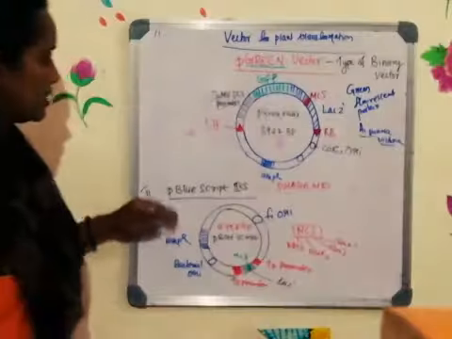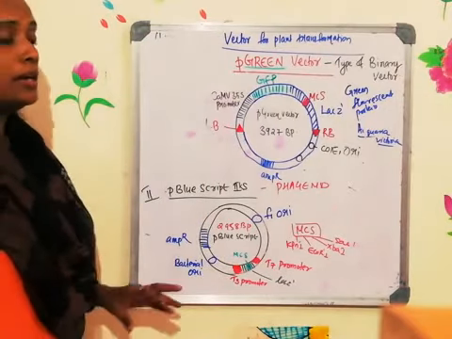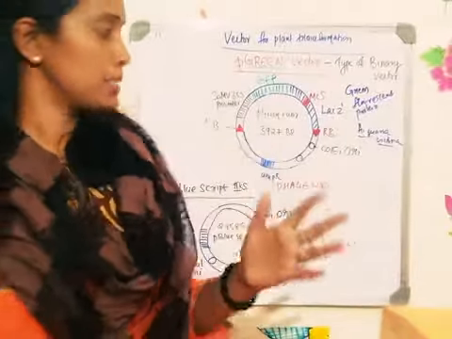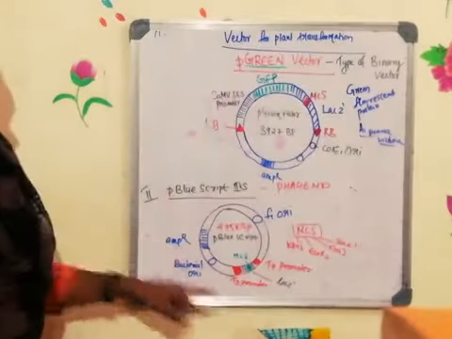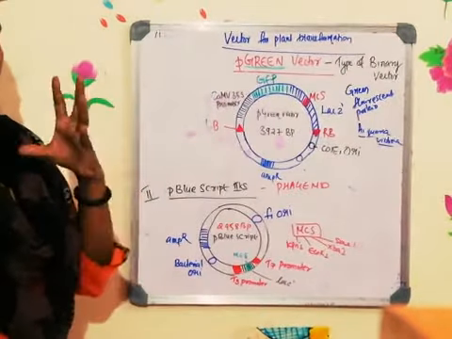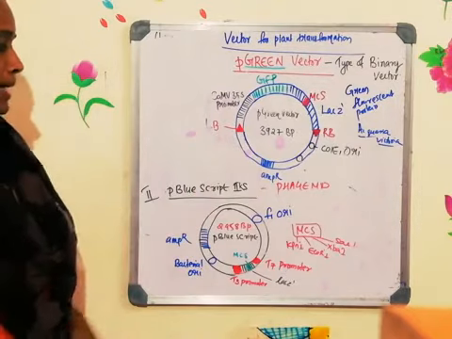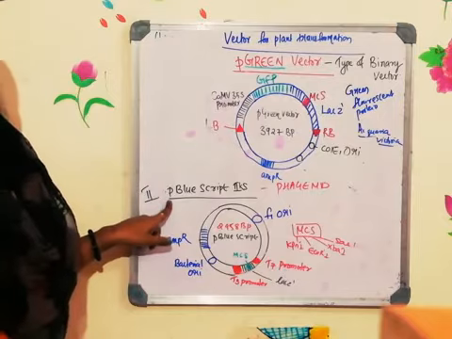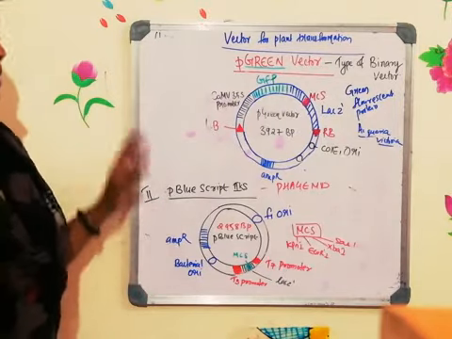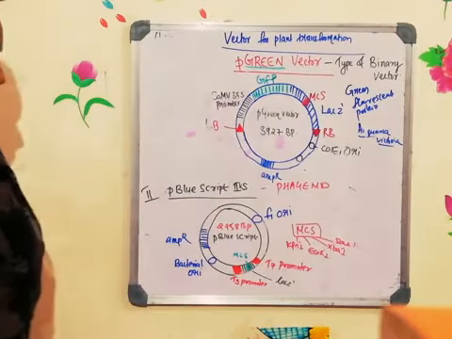This particular vector, pBluescript II KS, is a phagemid vector. What do you mean by phagemid? A phagemid is a hybrid vector of M13 and plasmid. Which plasmid? The plasmid is the pUC vector because it has a lacZ-alpha gene, and M13 and pUC hybrid vectors are called phagemid vectors. Cosmid vector, you remember what is cosmid? Plasmid plus cos site of the lambda vector is called a cosmid. M13 plus plasmid is called a phagemid.